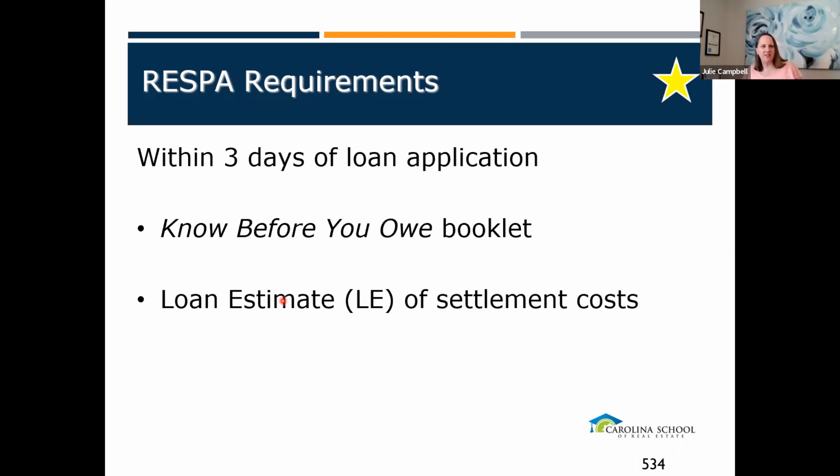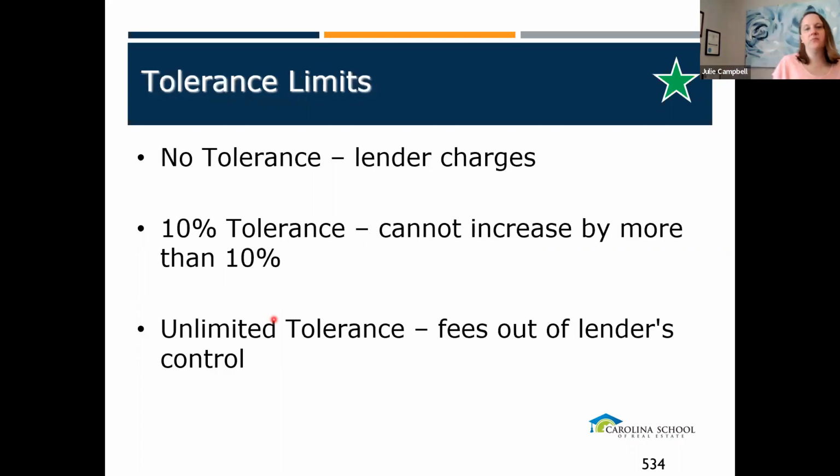Remember when we started class and I said there were times that buyers weren't seeing their numbers until they were sitting at the settlement meeting table? TRID said, that's got to stop. We need to show them, in this case, within 3 days of loan application. Because this is an estimate, some things can change between now and closing. And the tolerance for change depends on what it is.